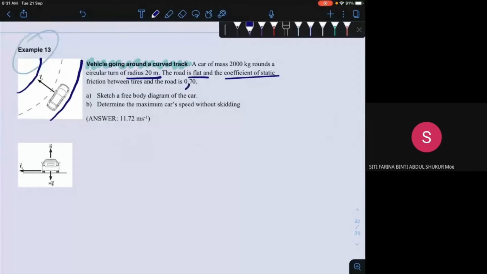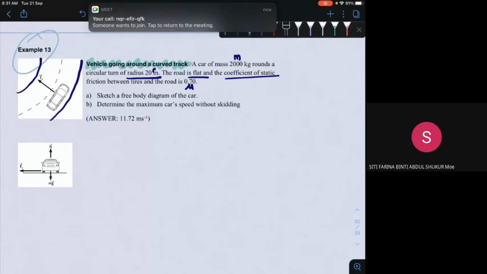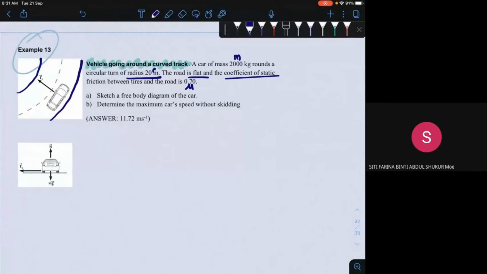Maksudnya dia bagi mu dekat kita ini mass dan ini adalah radius of that circular motion. Sketch free body diagram of the car. Free body diagram untuk kereta ini sentiasa sama. When you have a vehicle going around a curved track, the free body diagram is always the same sebenarnya, sebab ini sahaja forces yang akan wujud dalam case ini. This is the only forces that you will have unless dia ada mention anything extra daripada luar, selalunya memang tak ada. So basically awak kena imagine kereta kamu, bila kereta kamu duduk dekat sini, ini adalah pandangan atas.